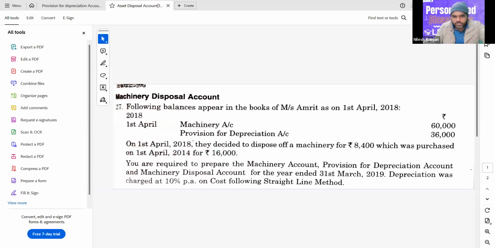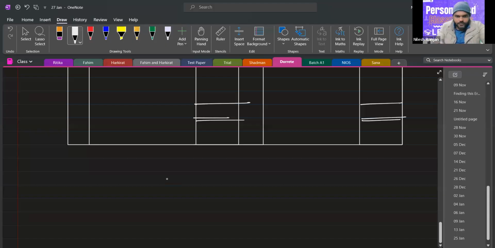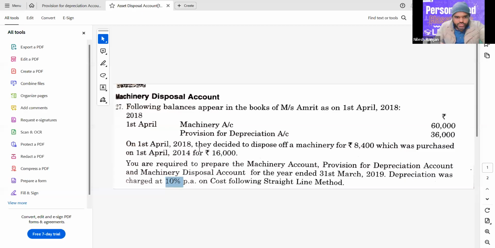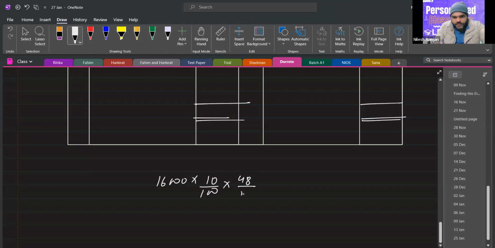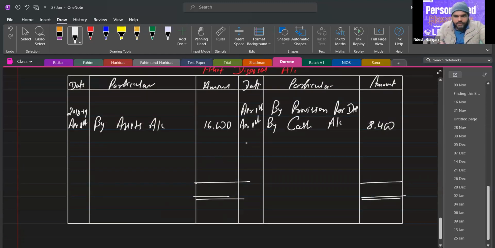Now 16,000 was the balance and the depreciation rate is 10%. So 16,000 into 10% into for how much time? 2014 to 18, 15, 16, 17, 4 years. So it will be 48 months divided by 12. That gives 6,400. This is 6,400. That's it.